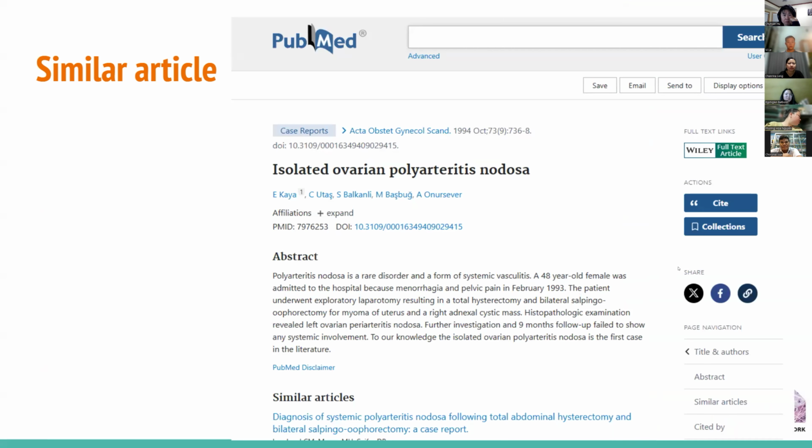And this is quite rare, so I searched a little bit, and I found an article in PubMed about isolated ovarian polyarteritis nodosa. This is quite similar to our case, which also happened in the ovary. They mentioned that it might be the first one to be published in the literature. And next slide, please.